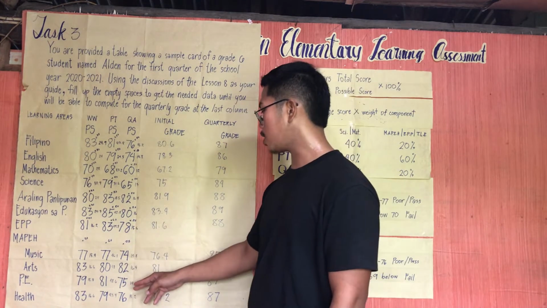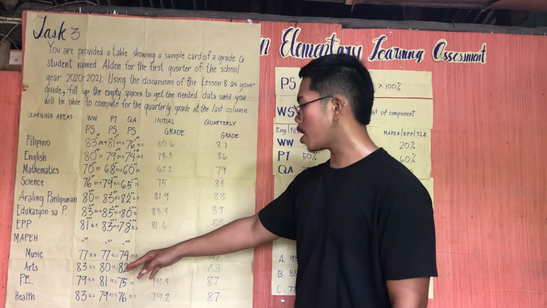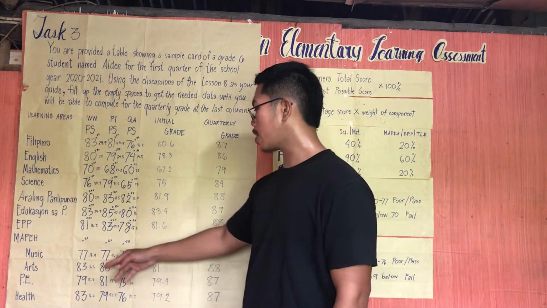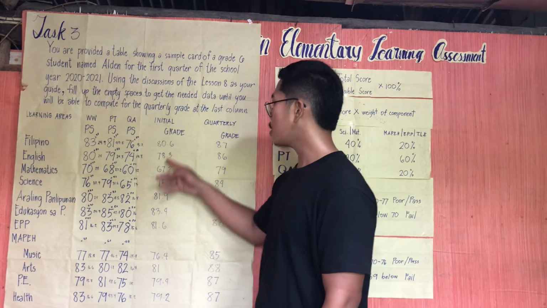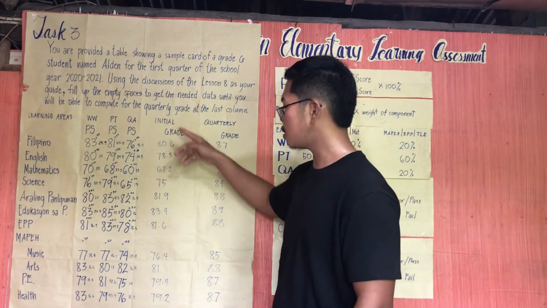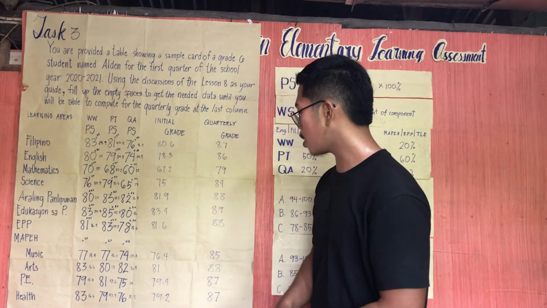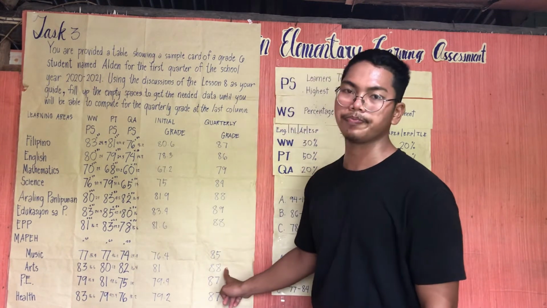For the physical education, we add up all the weighted scores for the arts and we came up with the grade 81, Alden's initial grade, and the transmutational grade of 81 is 88.